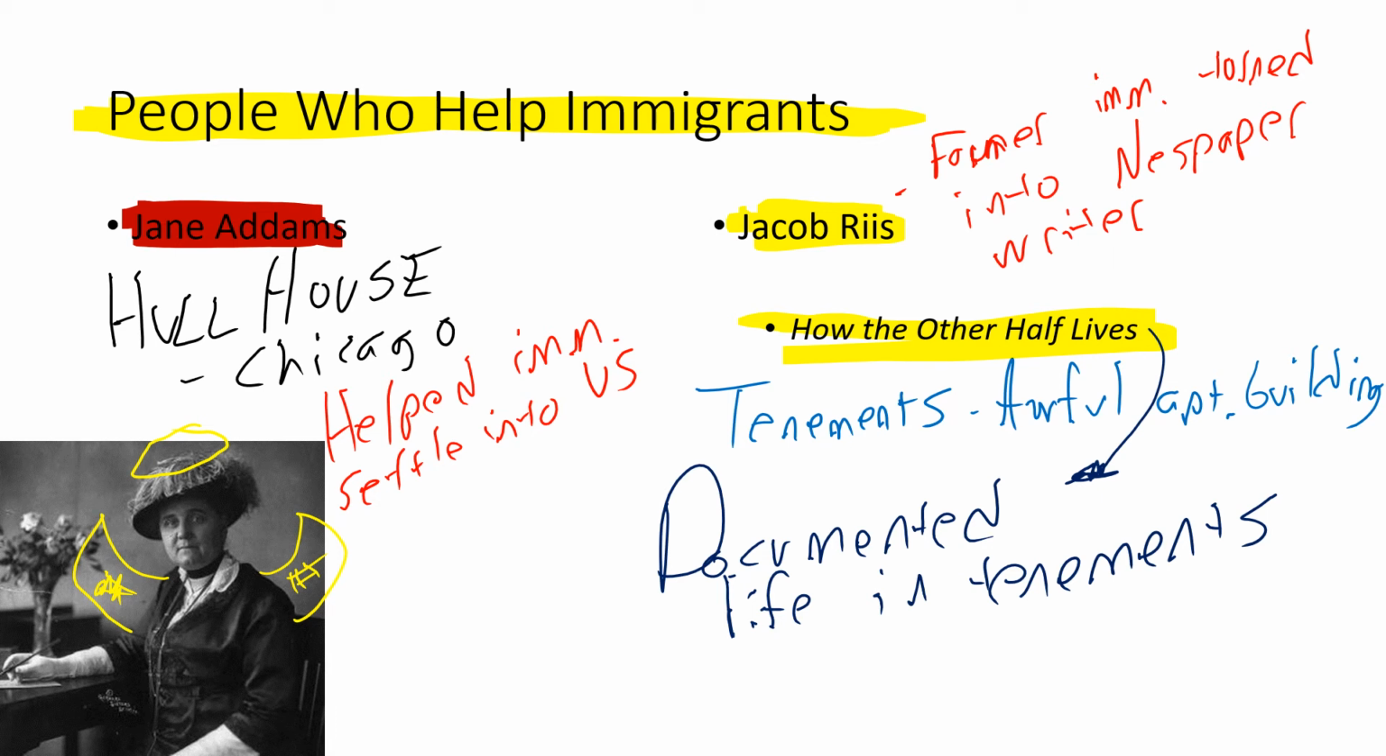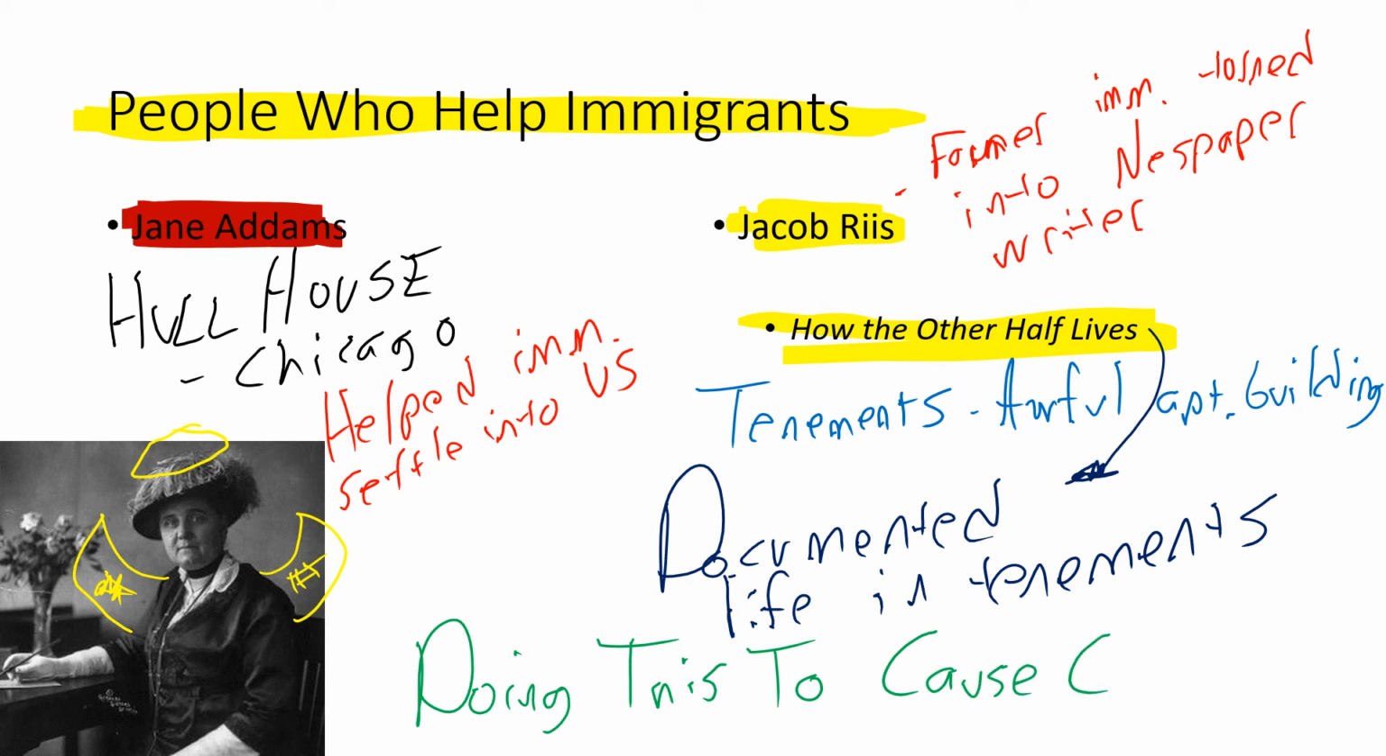And the biggest thing that I really want to stress that you remember about Jacob Riis is he was doing this to cause change. He hoped that by writing this book, How the Other Half Lives, he would have an impact on the tenements and that people would be educated and want to stop them. And that's exactly what happens with the tenements.